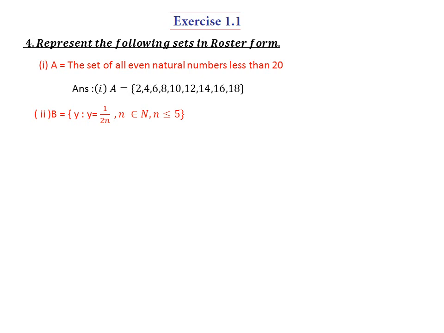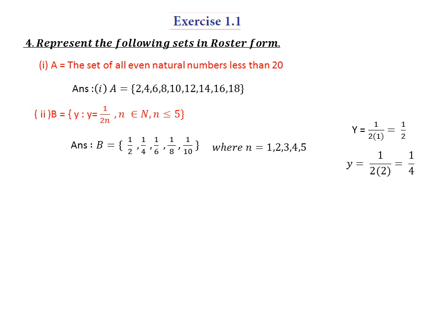So in this, y is equal to 1 by 2n is the given condition. You have to substitute the n values in this condition. So you have to take n values, natural numbers 1, 2, 3, 4 and 5. Y is equal to 1 by 2 into 1, 2 ones are 2, so 1 by 2. Y is equal to 1 by 2 into 2, 2 2s are 4, so 1 by 4. So same you will get 1 by 6, 1 by 8 and 1 by 10. That's all, where n values are 1, 2, 3, 4 and 5.